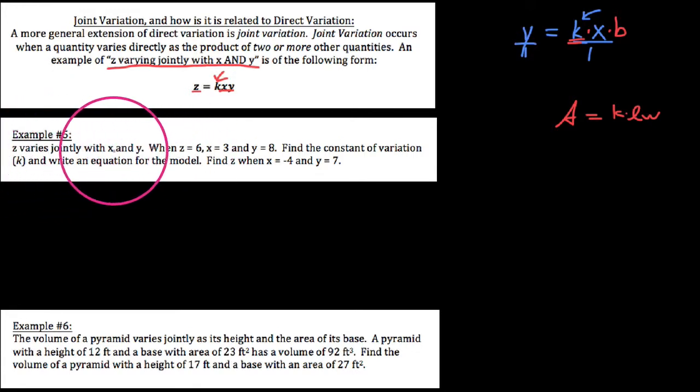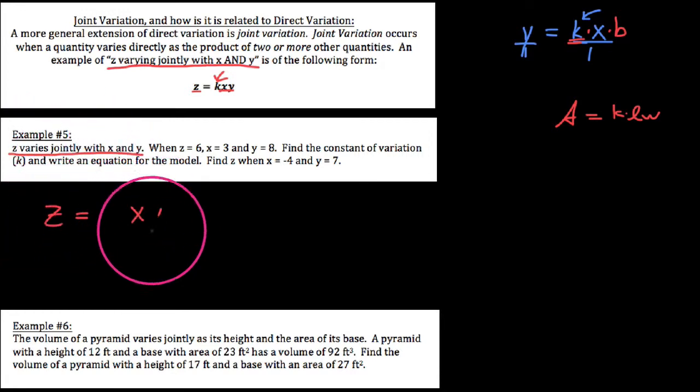It says z varies jointly with x and y. The very first thing we want to do when we hear this is write down our model. So we say z varies jointly with x and y. Well, that means that z and x and y are on different sides of this equation, and they're all on the same level, and we have some constant of variation here.